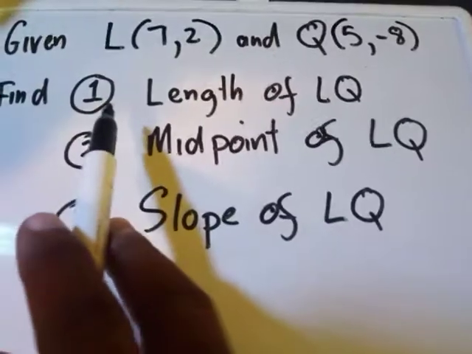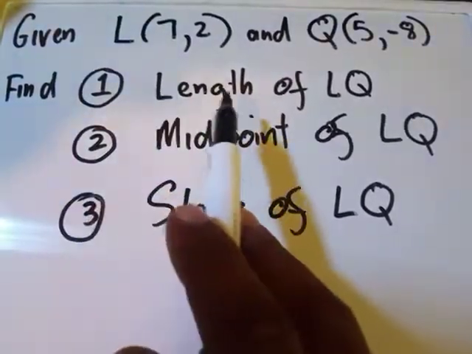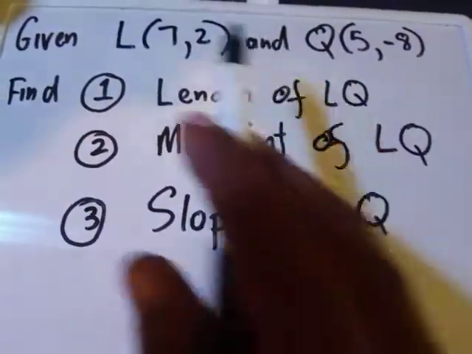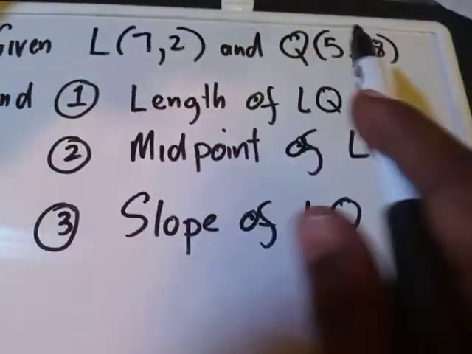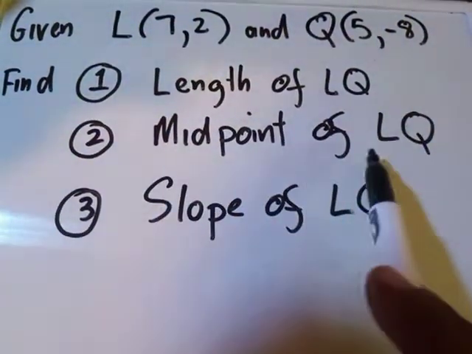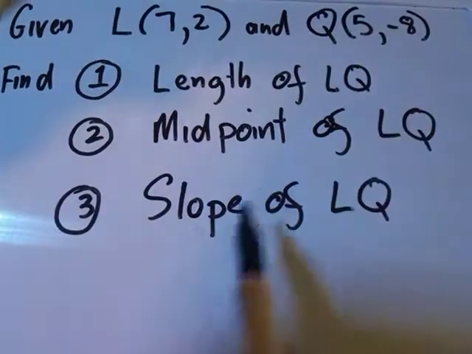So they ask for 3 things. Find the length of LQ. Obviously that's a line going from (7, 2) to (5, -8). Midpoint, obviously that's the midpoint of that line. Slope.